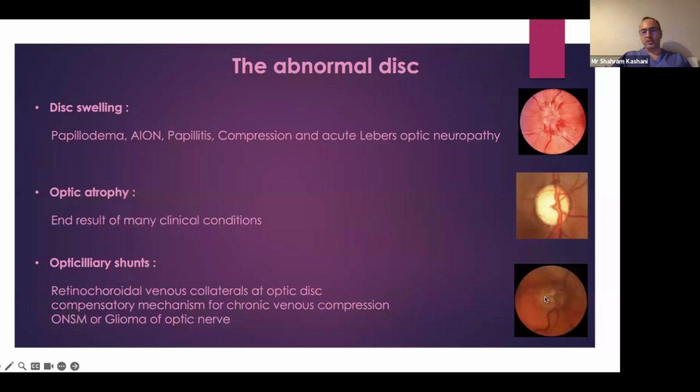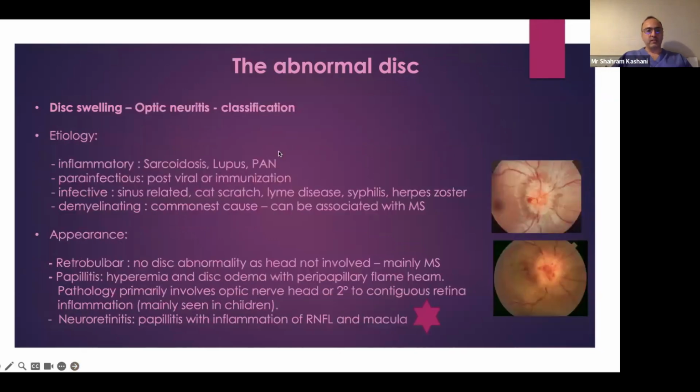And then optociliary shunts, which are essentially retinochoroidal shunts, are different to the shunts that you would get from a central retinal vein occlusion. Those are generally capillary dilations, whereas optociliary shunts are collaterals that happen between the retinal and the choroid system. Often you get optociliary shunts as a result of strangulation of the optic nerve from optic nerve sheath meningioma or gliomas. So those are the various appearances and ways that you could describe an abnormal disc.